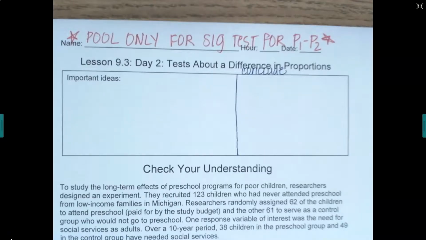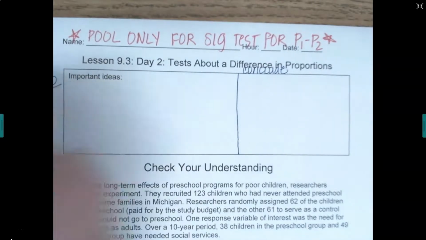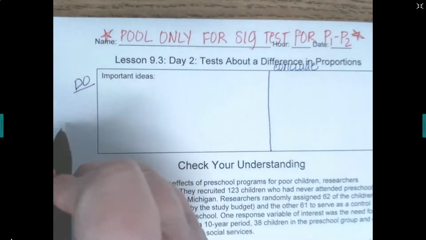All right, so please remember, pooling is only used for significance tests for a difference of proportions, okay? The only time. It's kind of an exception. It didn't look like a big difference, and pretty much every time you're going to do it, it doesn't look like it makes a big difference, but we do need to still do this. So as part of our summary, I want to make sure we're covering the do part of our 4-step process here.